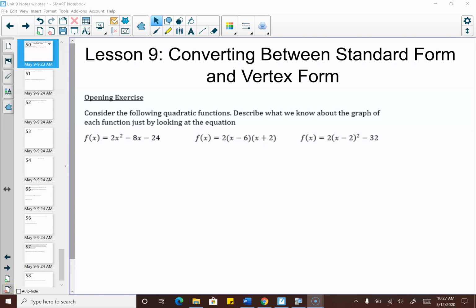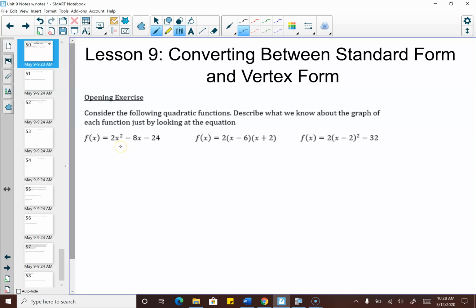For lesson 9, we're going to work on converting between standard form and vertex form for our quadratics, based on a process that we actually already know that we used in previous lessons. So consider the following quadratic functions. Describe what we know about the graph of each function just by looking at the equation.